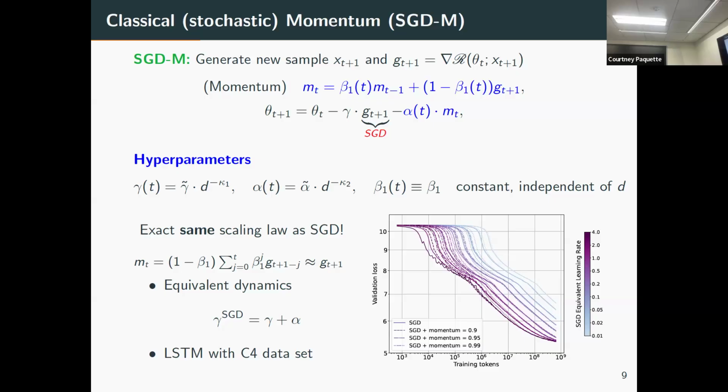And so what you're just doing is rescaling the learning rate. What 0.9 is in essence doing is just rescaling the learning rate so that you can take a larger learning rate.